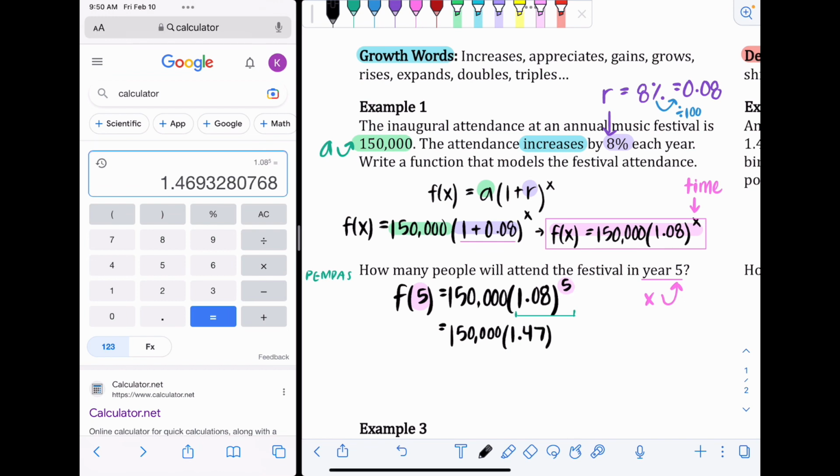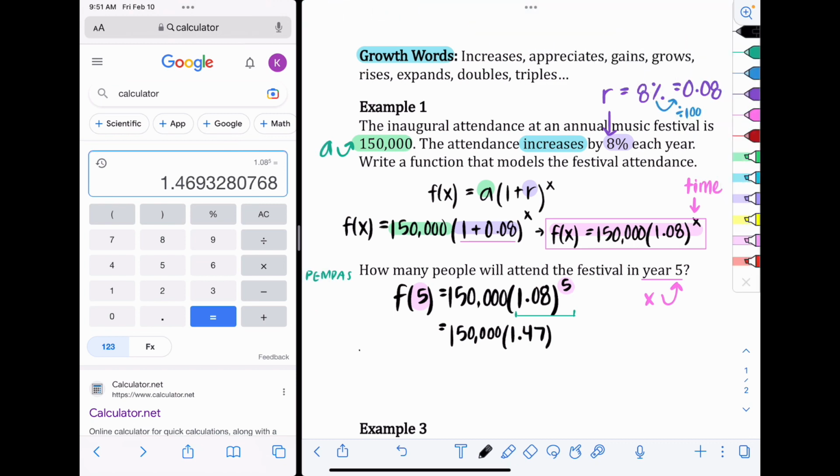So for this next part, I can just leave this number in my calculator as is. I don't have to change it into 1.47. In fact, it's more accurate if I just leave the entire decimal in my calculator. You should get a close enough answer though if you do happen to change it to 1.47.